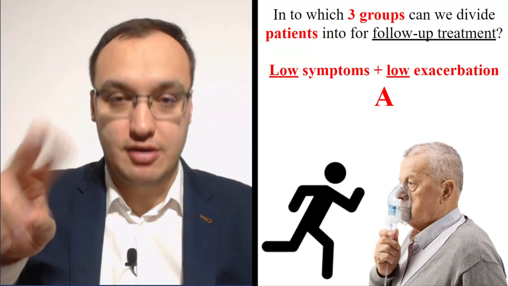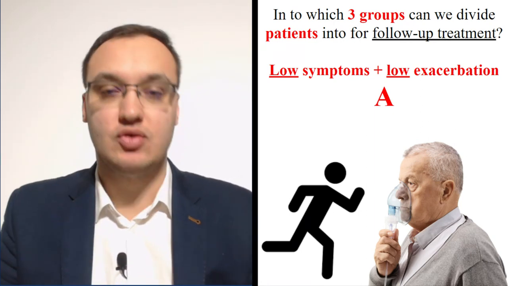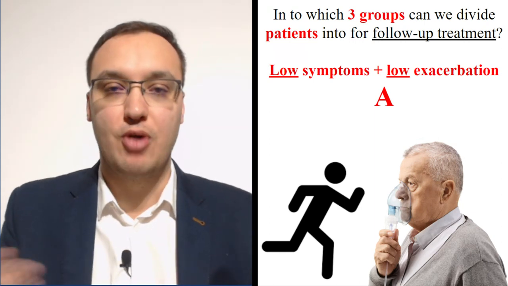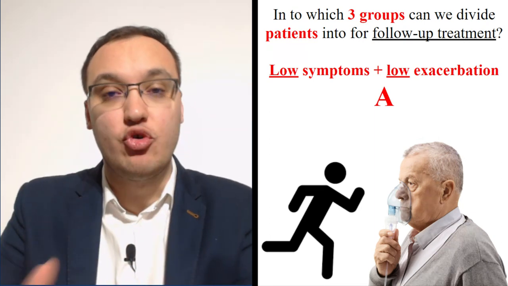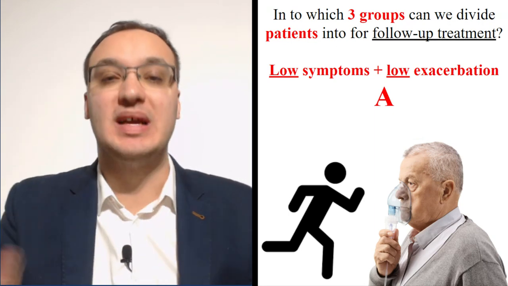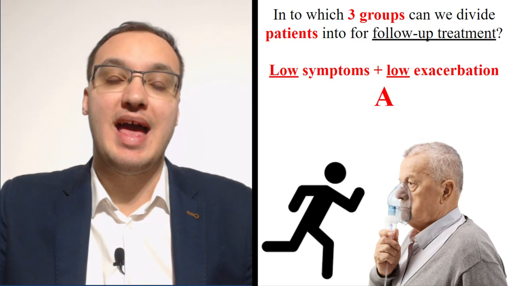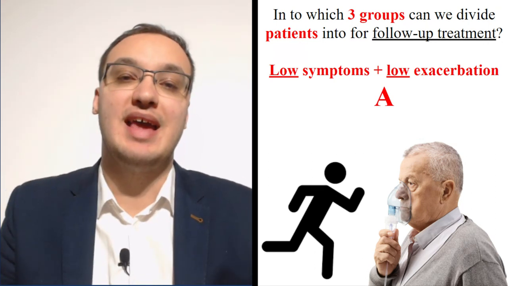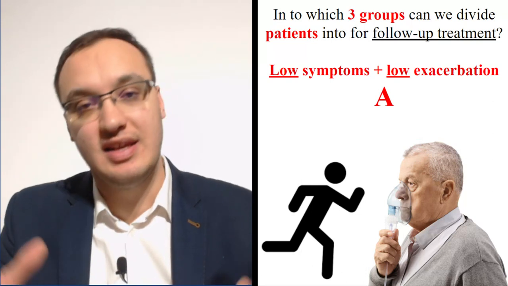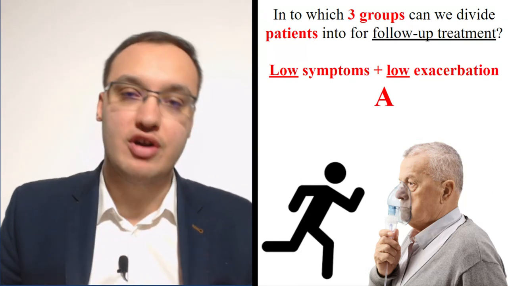Category C and D, the difference between these is the same. C patients can do exercise and they have no problem with the symptoms, but they are in the group of high exacerbation per year. Therefore, they are C and D. But D patients, like B patients, cannot do so many exercises. So they can walk slowly, they can hardly dress up.